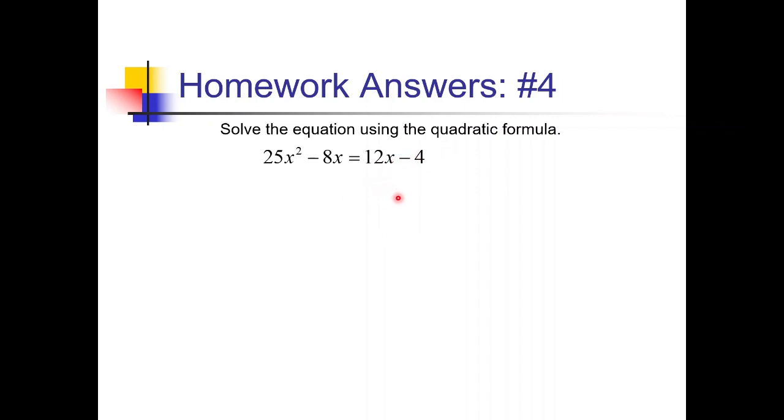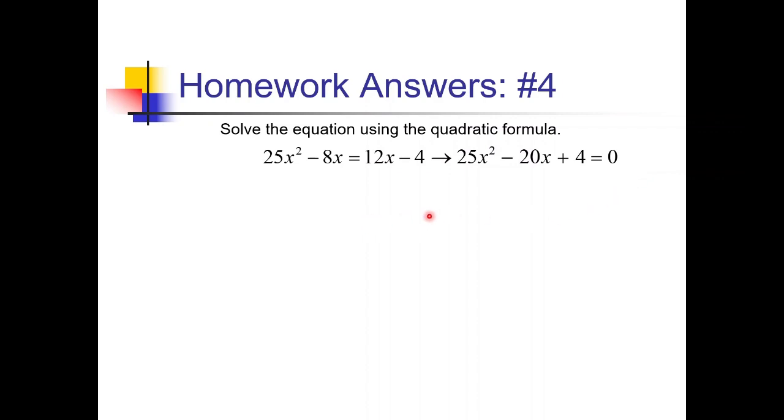So to do that, we want to make sure that we've got this zeroed out and in decreasing order of exponents. The 25x squared can stay where it is. I'll also subtract this 12x over here. Negative 8 and negative 12 gives me a 20x. And then I'll add 4 to the left side to get plus 4, and then the 0 on the right side. All right, so a quadratic formula.